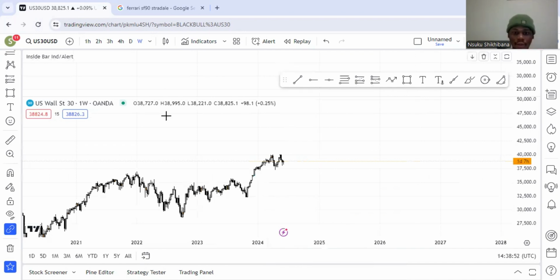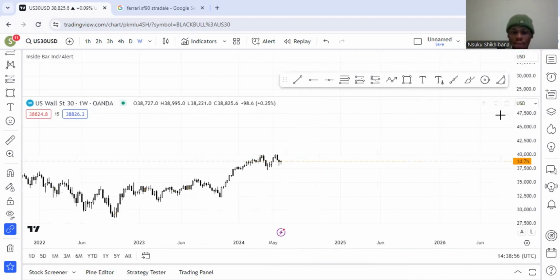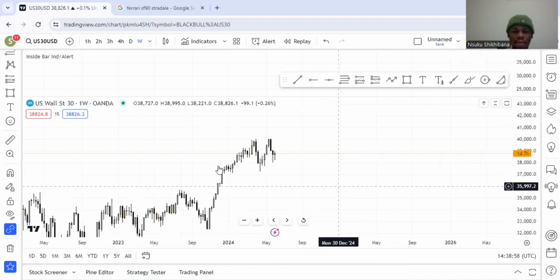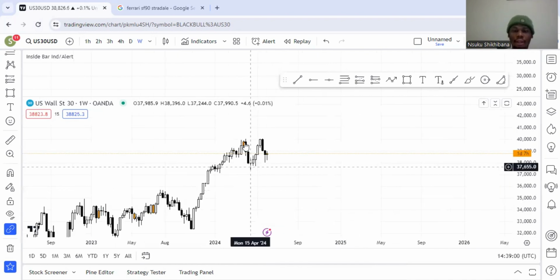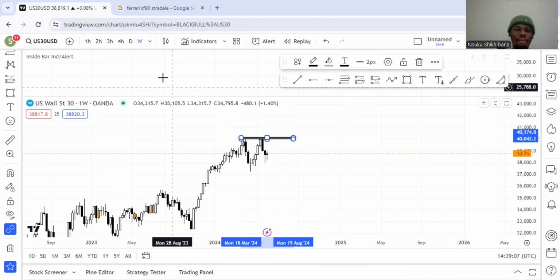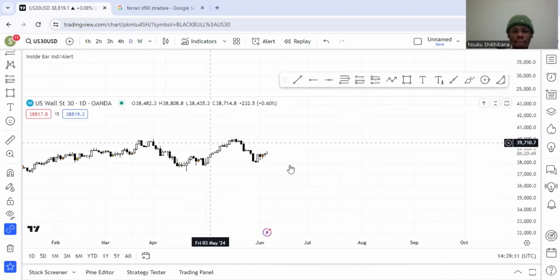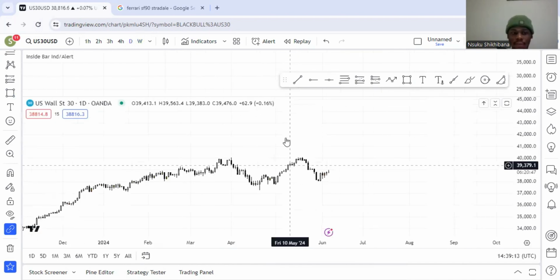Let's dive in, looking at the weekly chart. We can see that price is currently on a strong uptrend until it formed what we might call a double top, right? We see a double top formation here, and I'm sure it's actually visible on the daily too. Yes, it is visible on the daily.